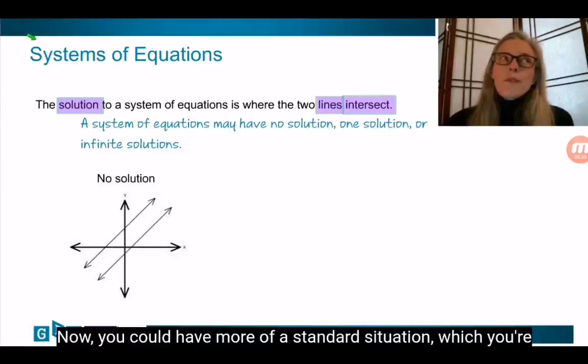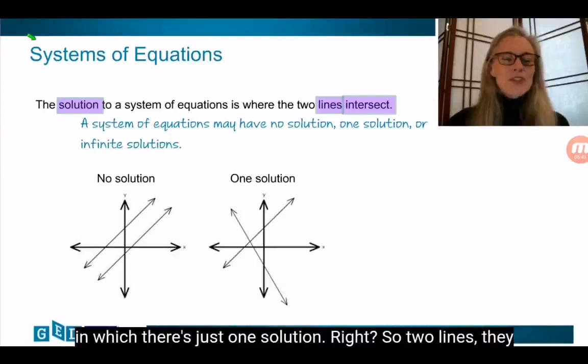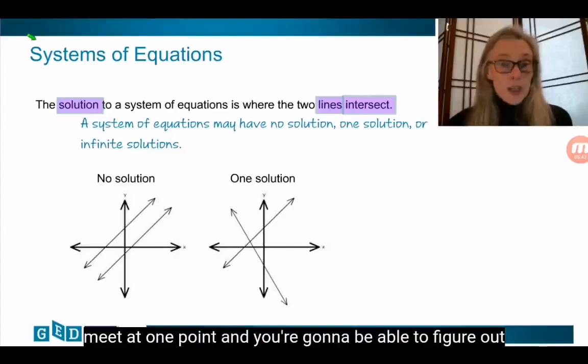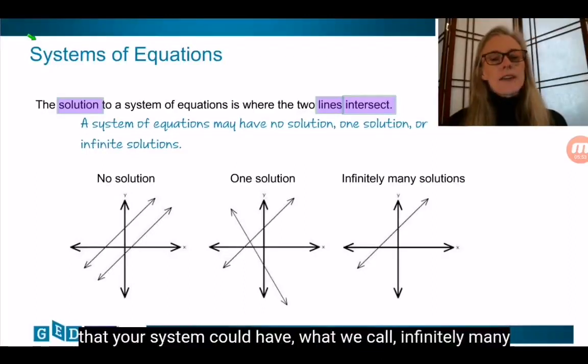Now, you could have more of a standard situation, which you're very, very likely to see on the GED math test, and that's a situation in which there's just one solution, right? So two lines, they meet at one point, and you're going to be able to figure out using algebra what that point is. There's also a possibility that your system could have what we call infinitely many solutions.